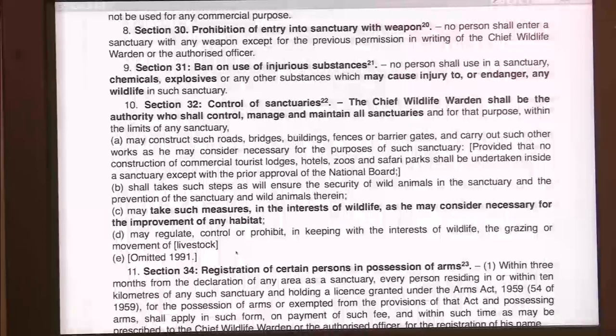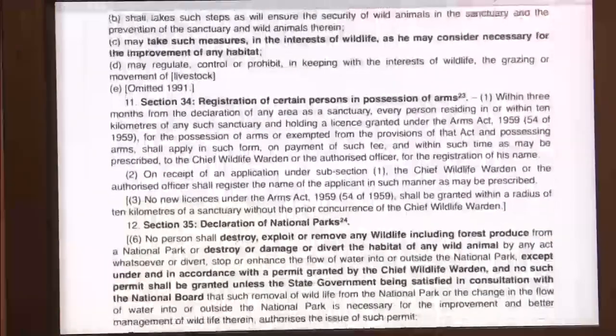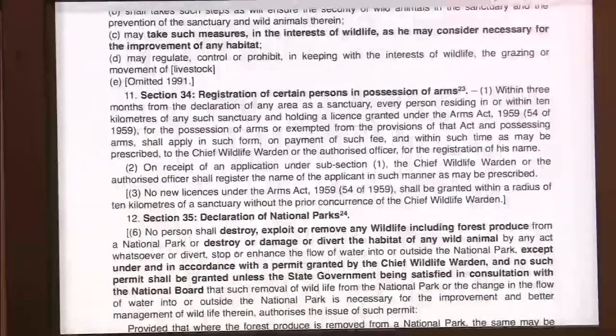Next, we have control of sanctuaries. The chief wildlife warden shall be the authority who shall control, manage and maintain all the sanctuaries and take such measures in the interest of wildlife as he may consider necessary for the improvement of any habitat. So, essentially, outsiders do not have any rights in these areas, but the chief wildlife warden has all the authority to take any steps that he or she may find necessary for the improvement of the habitat of the animals, because after all, this authority and this responsibility is vested on the chief wildlife warden.